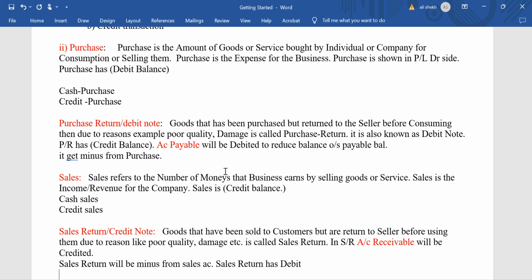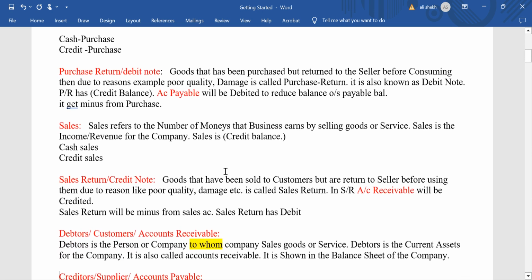If there is a purchase return, accounts payable will be debited to reduce the balance outstanding payable. Okay, it will get minus from the purchase account.